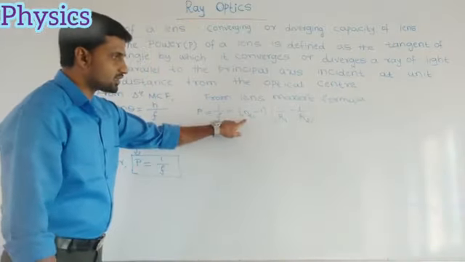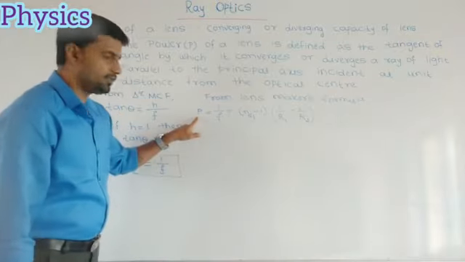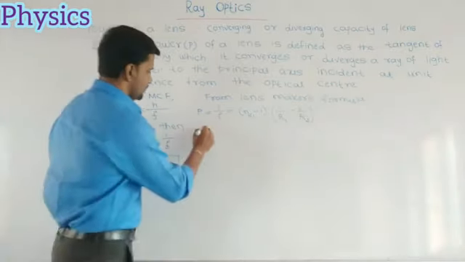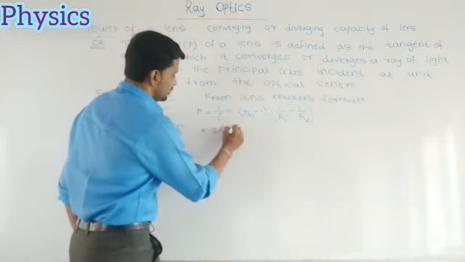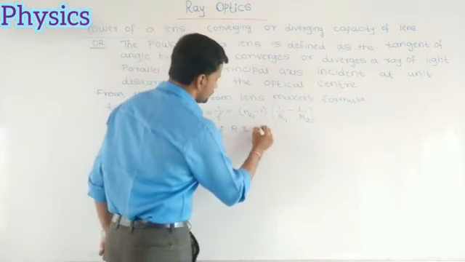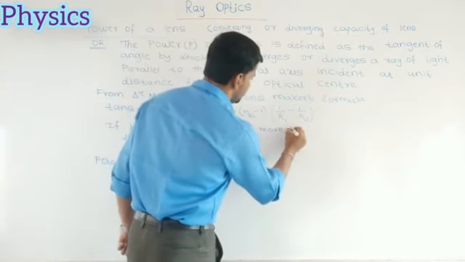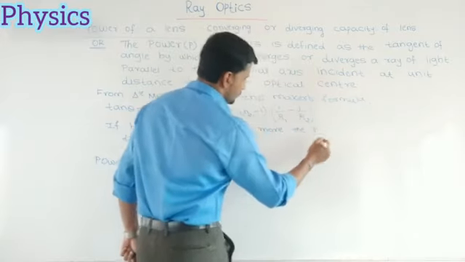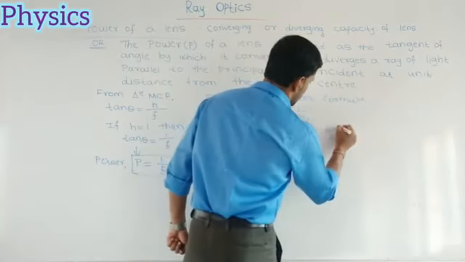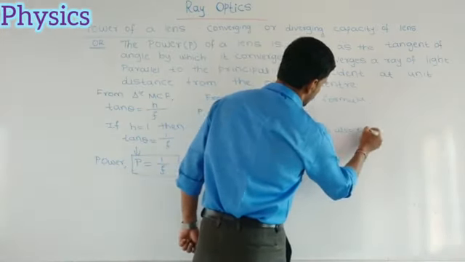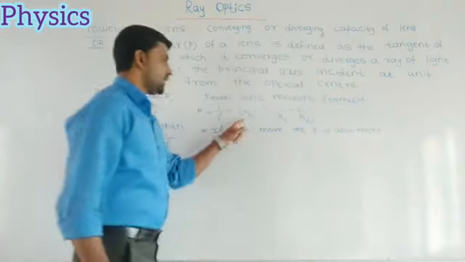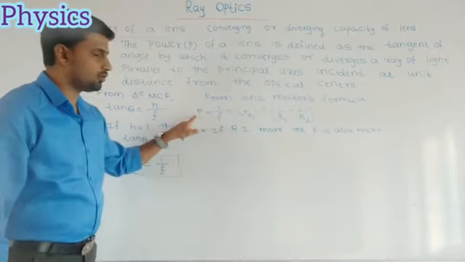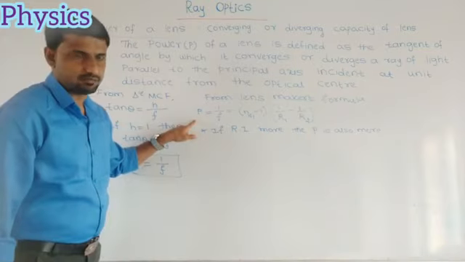If the refractive index of a lens is more, then the power of the lens is also more. If the refractive index of a lens is less, then the power of the lens is also less.